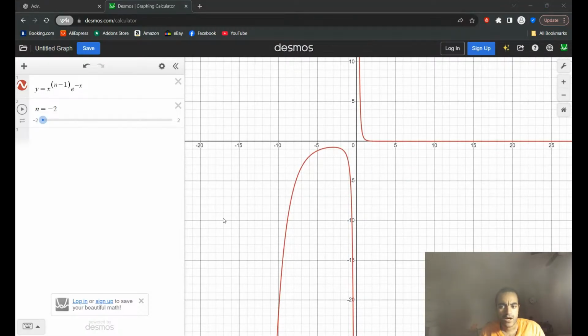Anyone have any thoughts on the other asymptote, if there is another asymptote? Right, so we're looking at the graph of the gamma function, x to the n minus 1, e to the negative x, where n is a slider or some changing variable. Okay. So let's go ahead and play the slider. This is on Desmos, by the way, so you should know what Desmos is. It's graphing software. So let's do it.